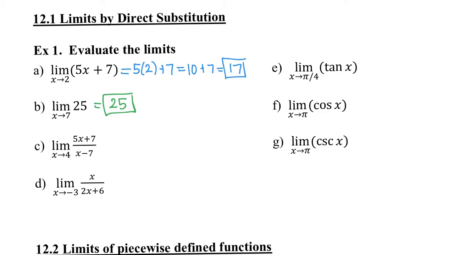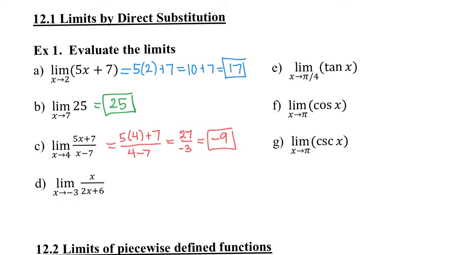Okay, let me look at C. Limit is 5x plus 7 over x minus 7. I'm going to go ahead and plug 4 in because direct substitution is always what I start with. That's 27 over negative 3, which would be negative 9. Let me go ahead and try the next one.